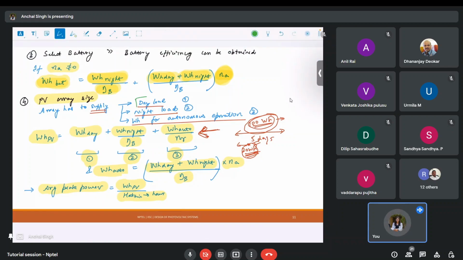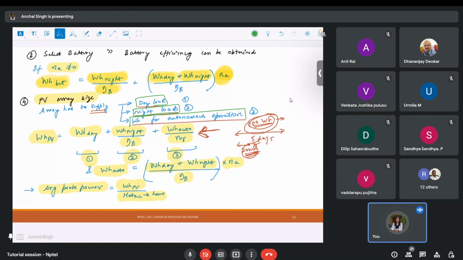One is the day load, another one is the night load, and the third is the watt hour for the autonomous operation. I have to supply during the day, during the night, and there are certain days when I won't have any solar energy. So during all those days, my battery will have to give the energy. So these are the three things that my PV or the battery will have to supply.